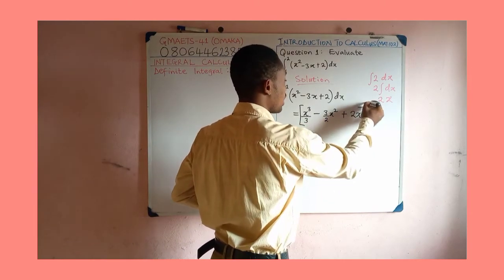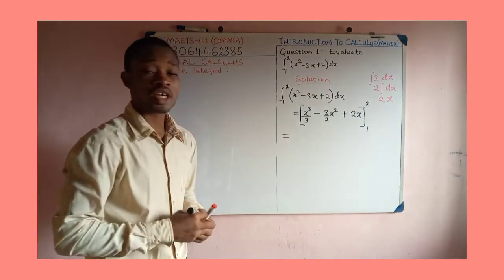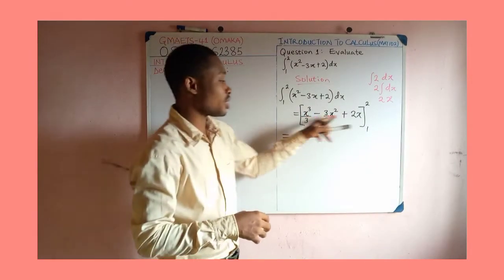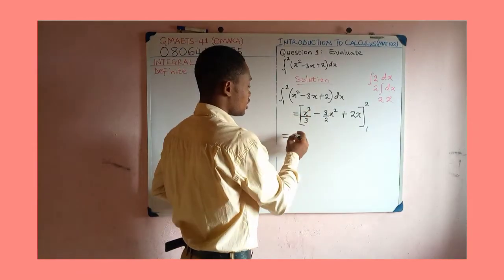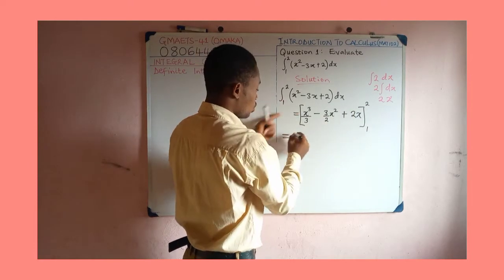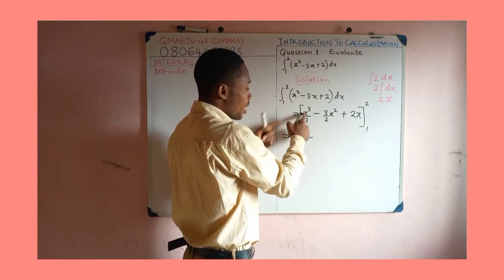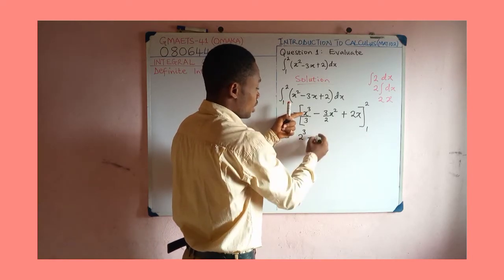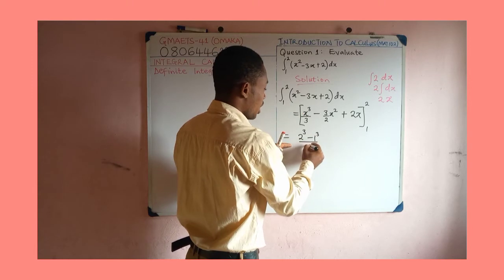We now have our lower and upper limit. So what do we do with the lower and upper limit? We shall substitute for x using upper limit minus lower limit. So I'm going to come here. In place of this x, I'll substitute the upper limit 2. So it will be 2 raised to the power 3 minus, go back again, in place of this x, you substitute lower limit 1 raised to the power 3. We're going to divide it by 3.